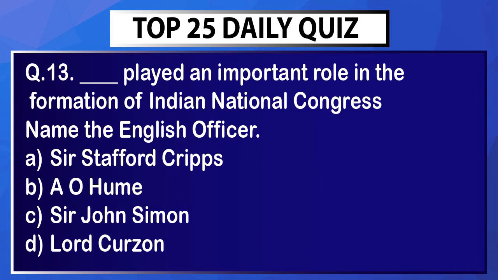Question 13. Name the English officer who has played an important role in the formation of the Indian National Congress. Option A. Sir Stafford Cripps. Option B. A.O. Hume. Option C. Sir John Simon. Or option D. Lord Curzon. The correct answer is option B. A.O. Hume.